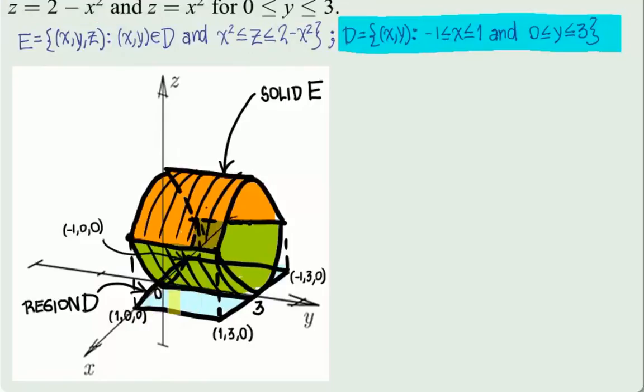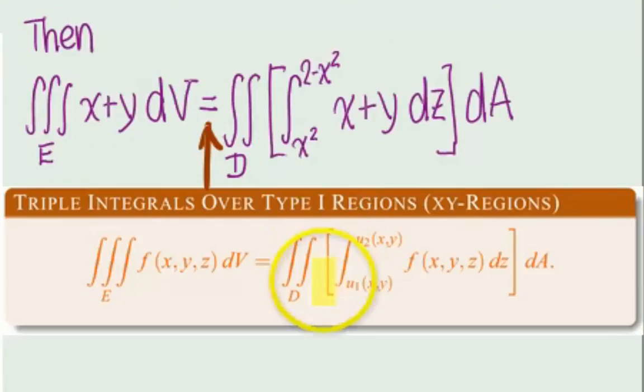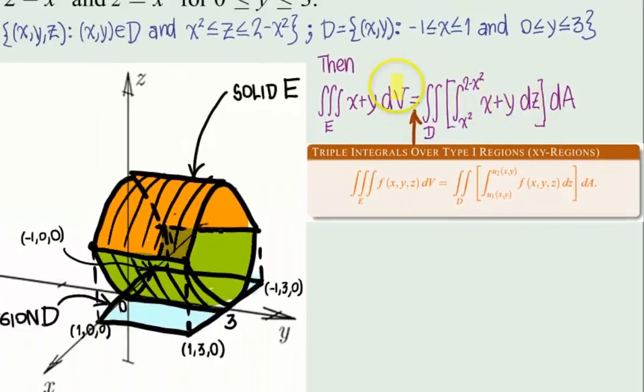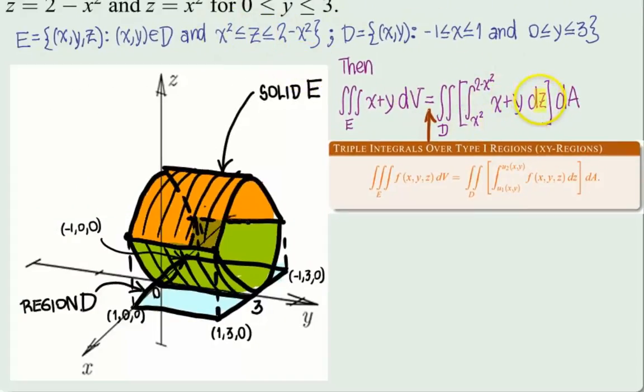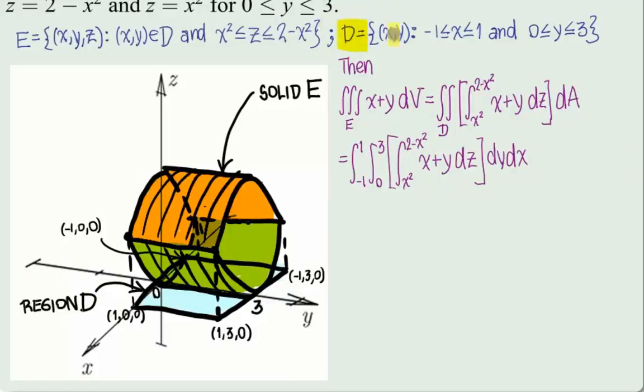So let me just tell you how I'm going to set it up. The only thing I'm trying to do is convert this into an iterated integral. So I use the method for triple integrals over type 1 regions, that is, put the functions that z moves between as limits, and then integrate with respect to z. That's what I'm doing right now. Then, notice that the region D is a rectangle, so I can integrate with respect to y and take the limits from 0 to 3, and then integrate with respect to x and take the limits from -1 to 1.